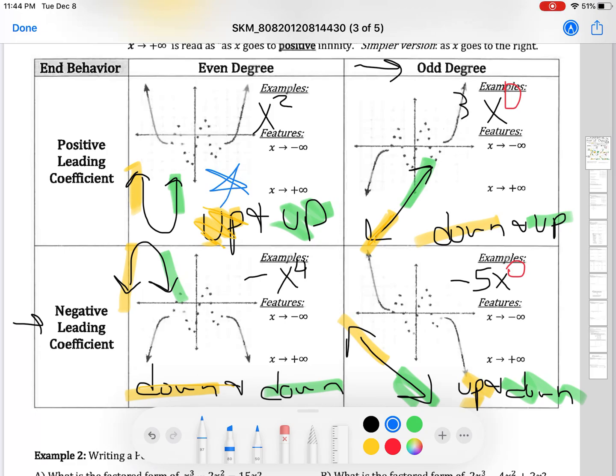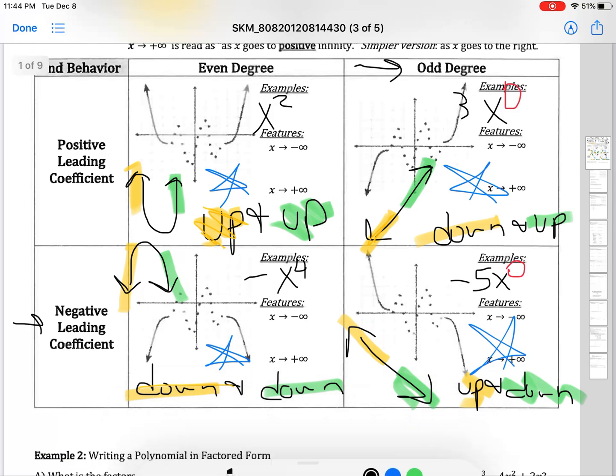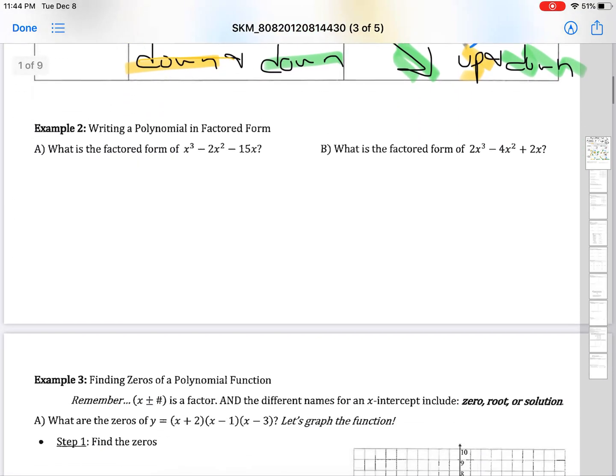This right here is one answer, up and up. Down and down is another answer. Down and up is a third, and up and down is a fourth. All right? So those four are the answer choices that we could have.